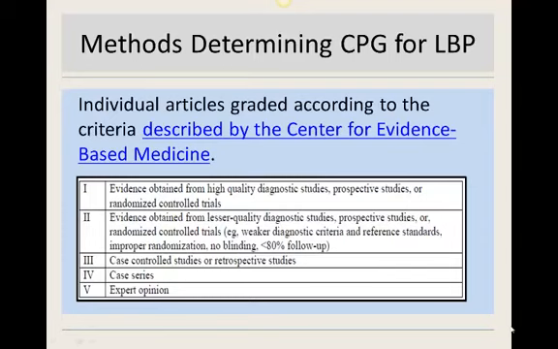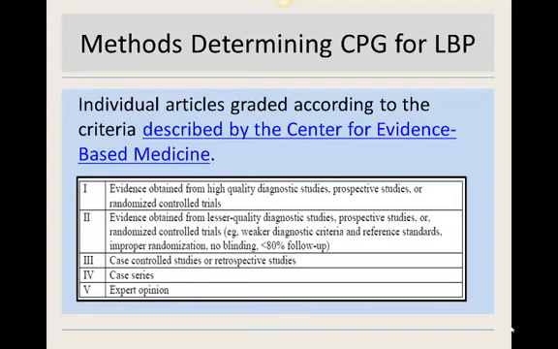These individual articles were then graded according to the criteria described by the Center for Evidence-Based Medicine. There is a website that you can go to for the Center for Evidence-Based Medicine that talks about the different levels of evidence and studies that we do have. Level 1 evidence was from a high quality diagnostic study. These are typically randomized controlled trials.